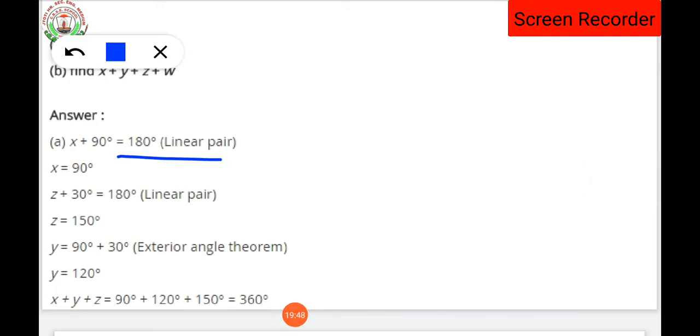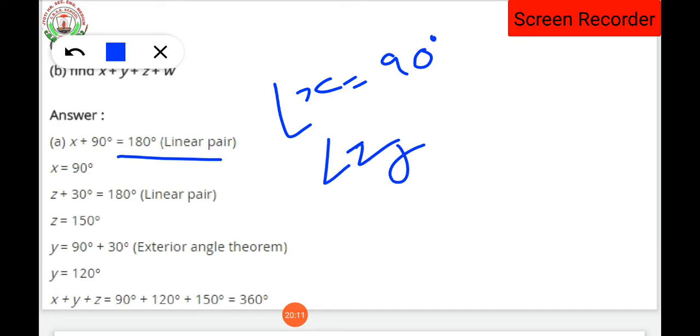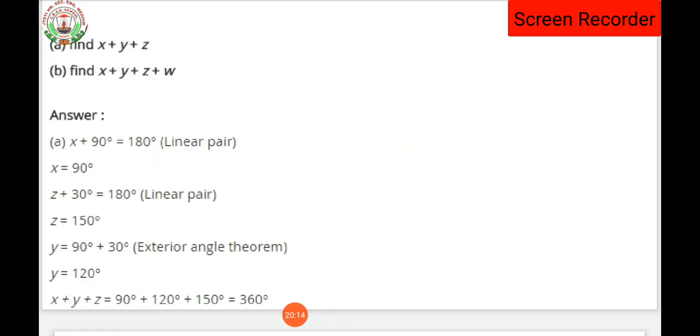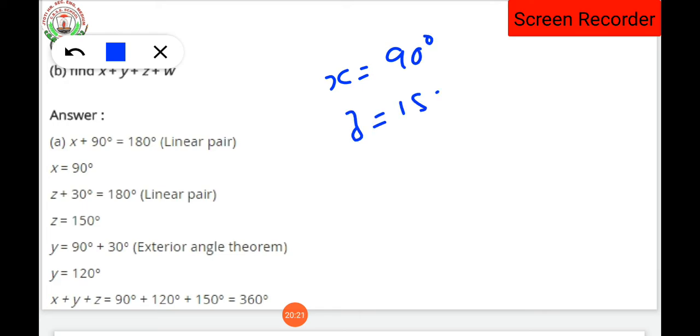You have understood up to here what we did by the linear pair axiom. x plus 90 is equal to 180, 90 is subtracted from 180, and we get x is equal to 90. Now z plus 30 is equal to 180 since it's a linear pair axiom. So 180 minus 30, you will get the value of z as 150 degrees. So x is equal to 90 degrees and z is equal to 150 degrees.